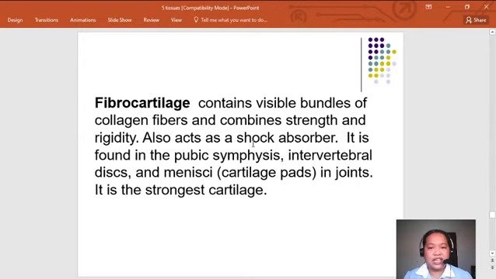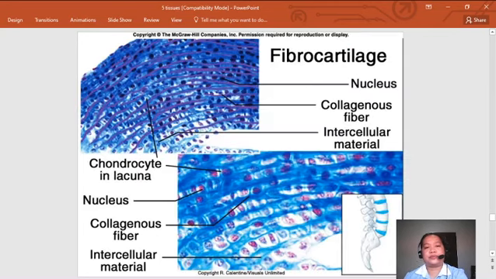Fibrocartilage contains visible bundles of collagen fibers and combines strength and rigidity. It also acts as a shock absorber. It's found in the pubic symphysis, intervertebral disc, and menisci, the cartilage pads in joints. It is one of the strongest types of cartilage. So this is a fibrocartilage.